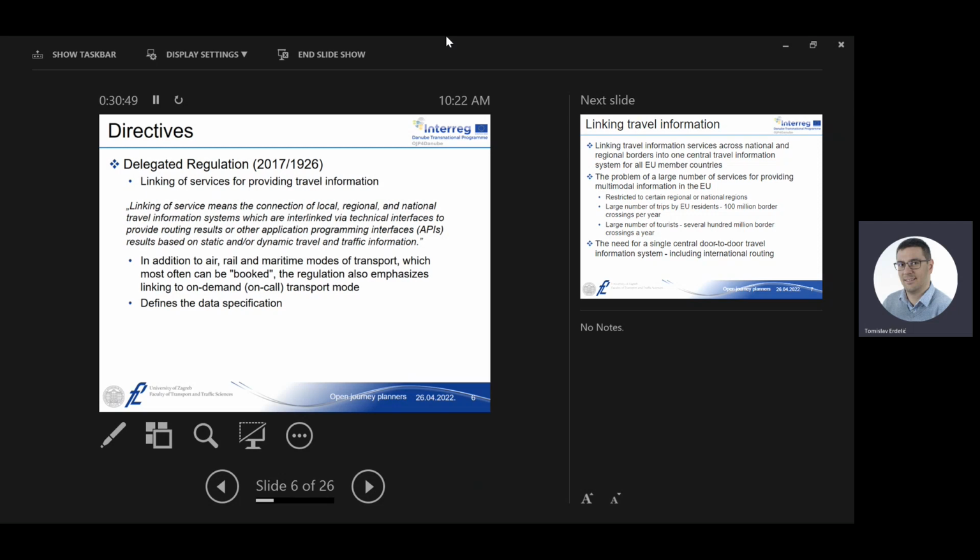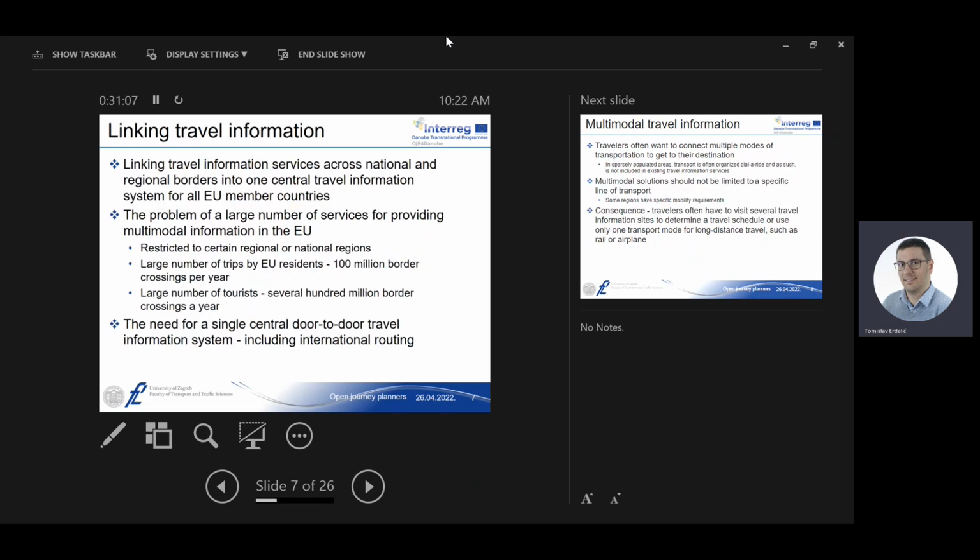Okay, how to link travel information. The problem is linking travel information services across national and regional borders. As we already said, how to link the information from the local journey planner in Zagreb with the local journey planner in Vienna. Okay, but the focus is on all EU member countries. There are in total 27 countries today in the EU. The next is the problem of the large number of services providing multimodal information in the EU. So there are a lot of local journey planners, and how to connect them all. That's the idea. That's the question.